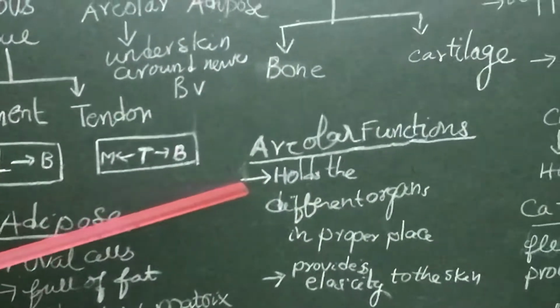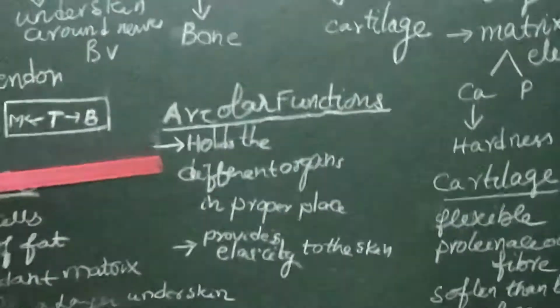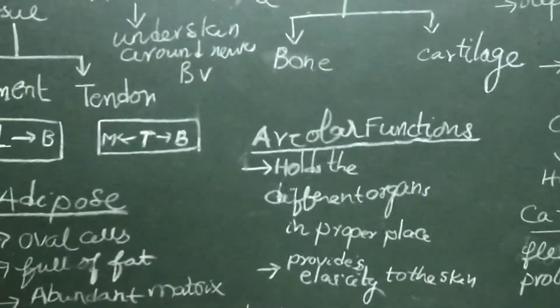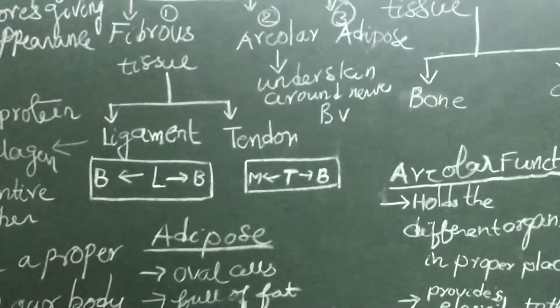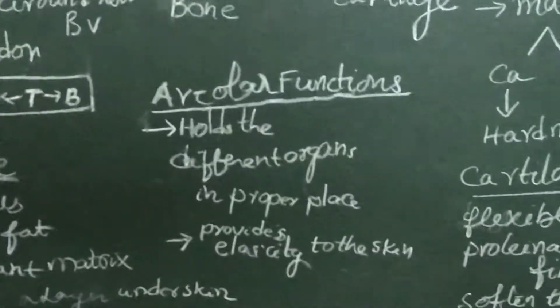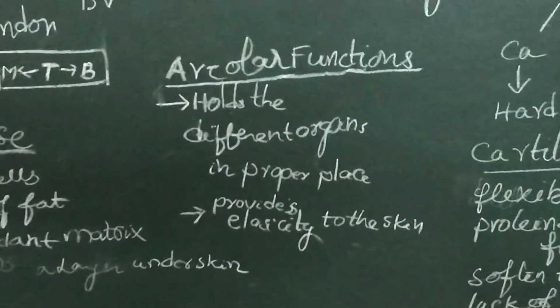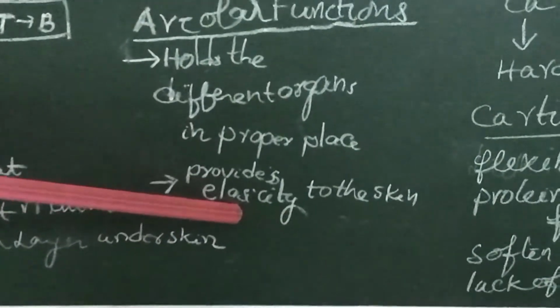The main function of areolar tissue is to hold the different organs in proper place. All the organs will be in their fixed place. Heart will be in the chest cavity. Kidneys are at the back of the abdominal cavity. Like that, there won't be any mixing of organs in our body. Areolar tissue holds the different organs in the proper place. Not only that, areolar tissue provides elasticity to the skin and keeps our skin smooth.